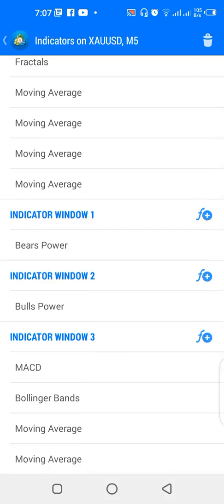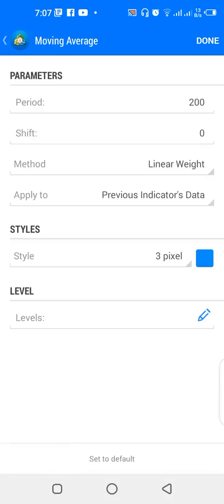Okay, then we have moving average, 200 period, linear weighted, apply to previous indicator's data. Shift is 0. Now the color is blue.